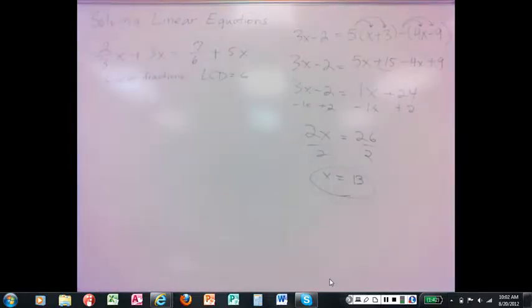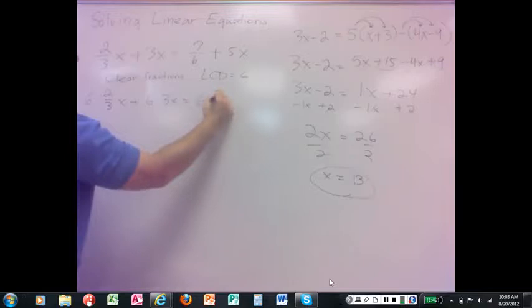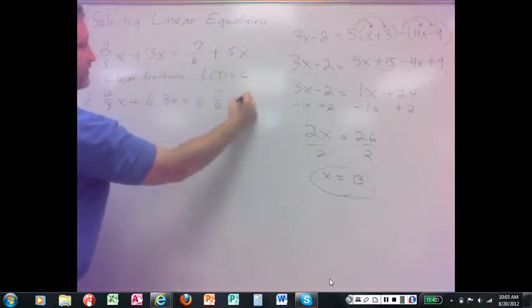So I'm going to multiply both sides of this equation by 6, which is, I'm going to multiply this by 6, and the other term by 6 because it's distributed, and then the other side by 6, or everything's multiplied by 6.